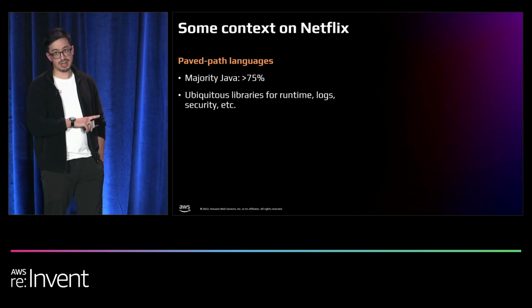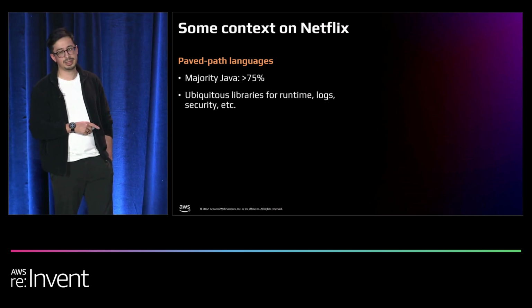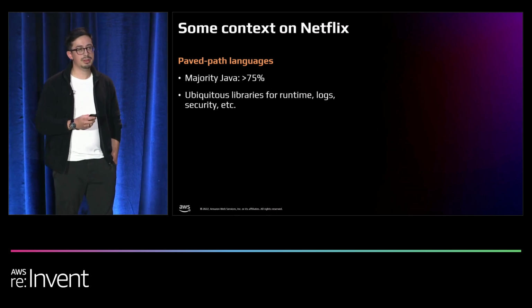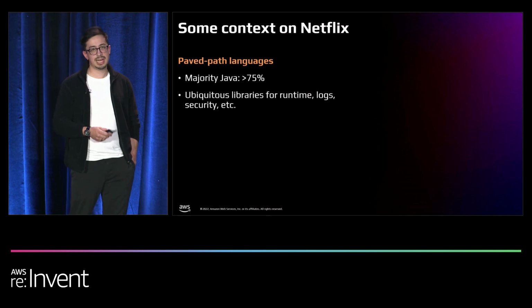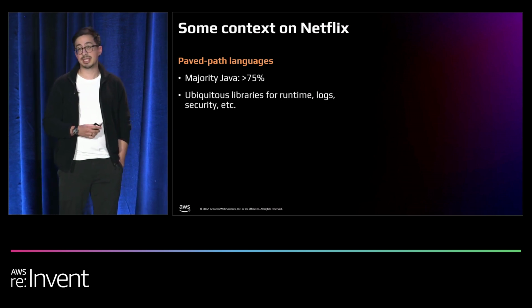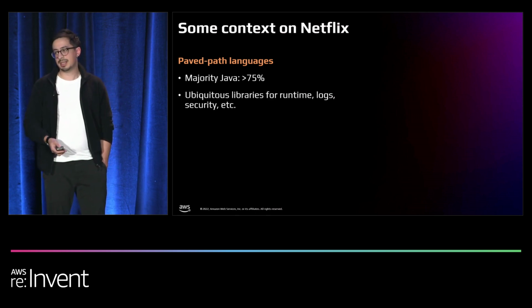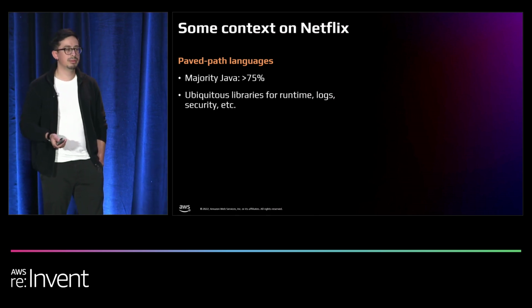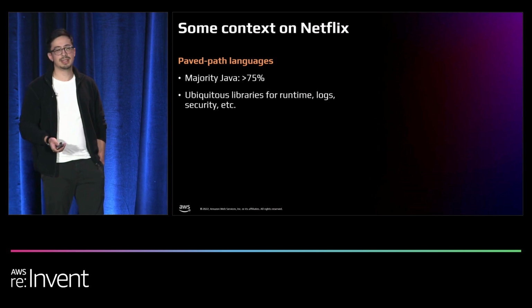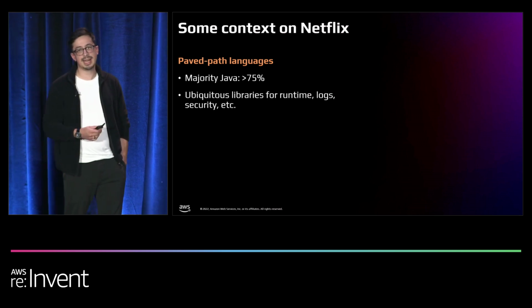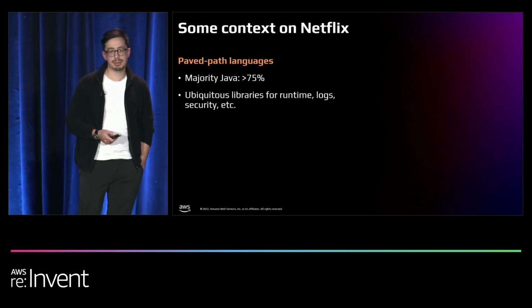So we are a Java shop. The majority of our applications are Java, over 75%. And we have a lot of paved path libraries for application development. So you don't typically start with an application that has nothing. You'll start with a starter kit of an app that has all the libraries that you need for basic interactions. And you're not doing it in whatever language you want. We typically have 3-4 languages overall that would represent 90+% of the applications that we own.